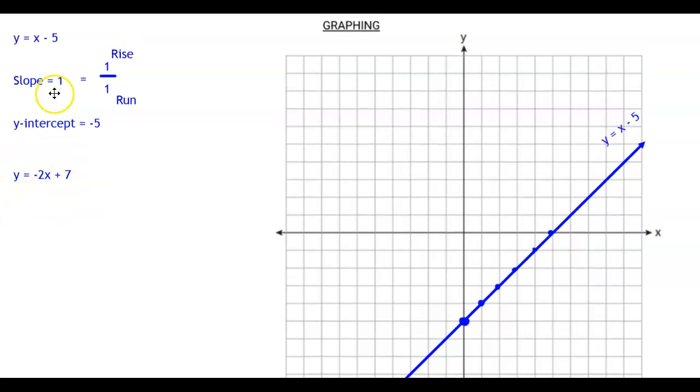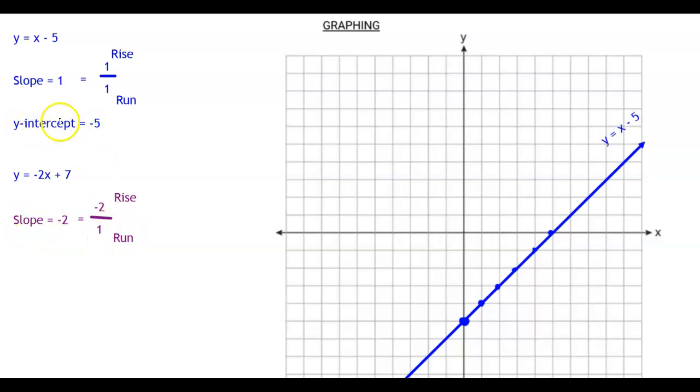Now let's take a look at the second linear equation, which is y equals -2x plus 7. First, let's identify the slope and the y-intercept. First, we can identify that the slope is -2. It's the coefficient of x. So I can write the slope as -2 over 1. I'm going to rewrite it as a fraction so I can get a rise over run out of it. That means from one point to the next point, I'm going to rise, in this case, downwards by 2, and I'm going to run, which is always to the right, by 1.